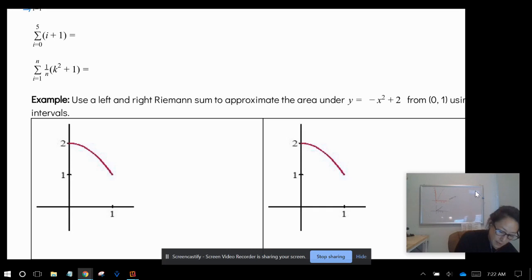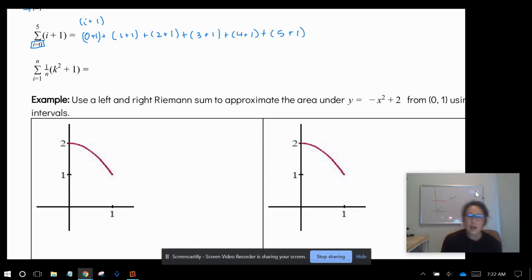Okay, let's do the next one. So the sum of i plus 1. Instead of i plus 1, we're going to start with 0 this time. So 0 plus 1, plus 1 plus 1, plus 2 plus 1, plus 3 plus 1, plus 4 plus 1. And our last term, we're going to substitute 5.